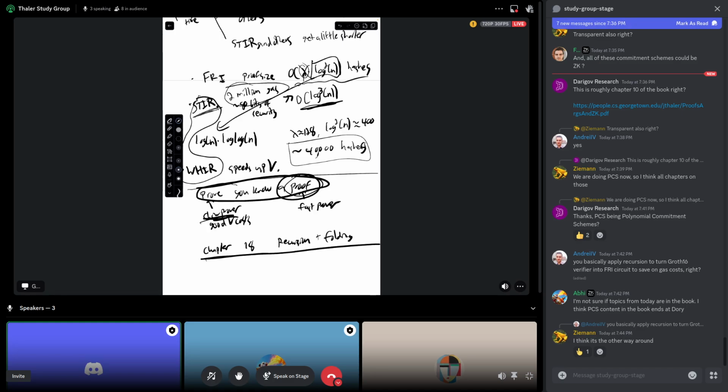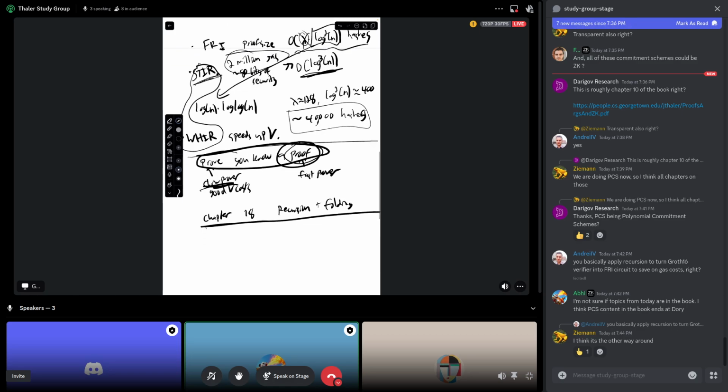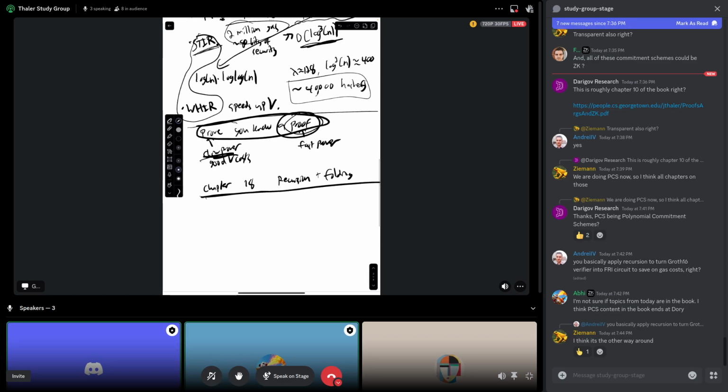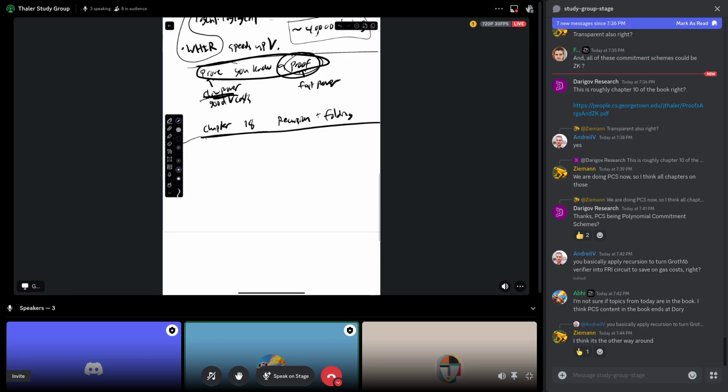Okay. Other questions? There was a question: are we applying recursion to turn Groth16 into a FRI, or the other way around? Maybe I didn't phrase that question right. No, yeah, I got it. You use Groth16 to prove a FRI proof.